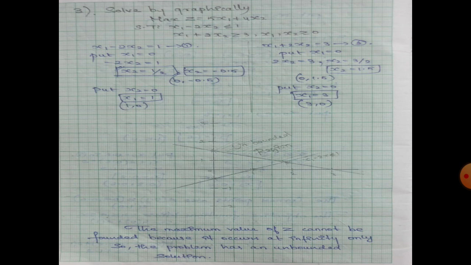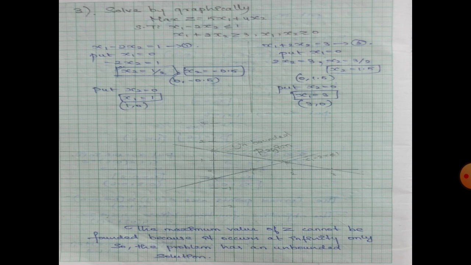Here the first problem is: solve graphically. Maximization of z is equal to 5x1 plus 4x2, subject to the constraints x1 minus 2x2 is less than or equal to 1, x1 plus 2x2 is greater than or equal to 3, x1 comma x2 is greater than or equal to 0.